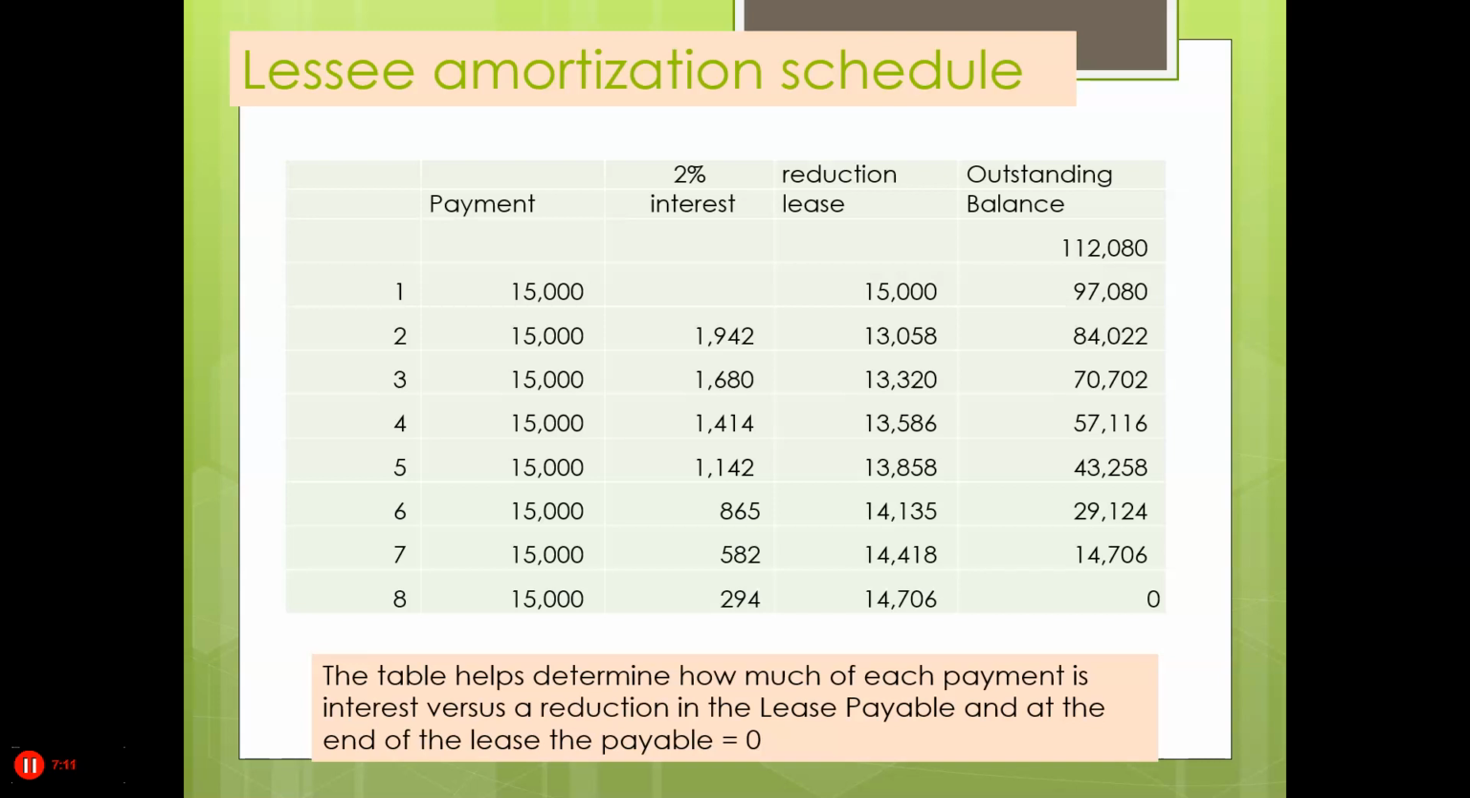So here is an example of our lessee amortization table. Again, the first $15,000 just reduces our outstanding balance of $112,080, but then the second payment will include interest. As you notice, as we go through this, we're going to reduce our outstanding balance by the portion that is the lease part, not the portion that's the interest. And in the end, we should equal 0 at the end of the 8th period, because remember, it's 2 years, but it's payments of 4 times a year, so that gives us 8 periods.